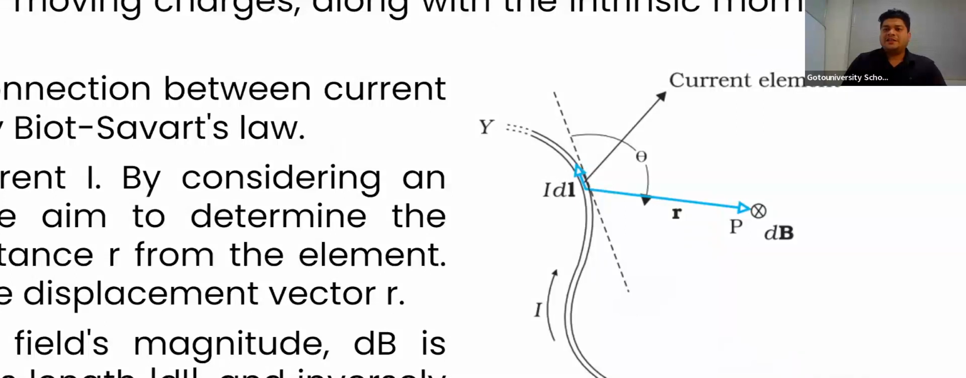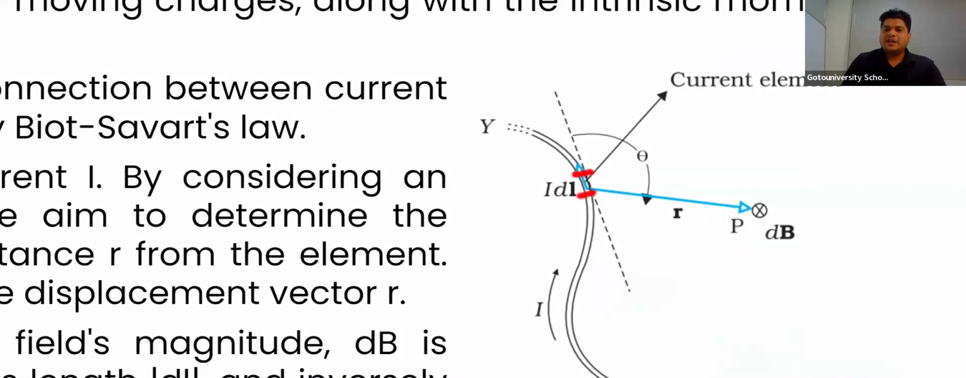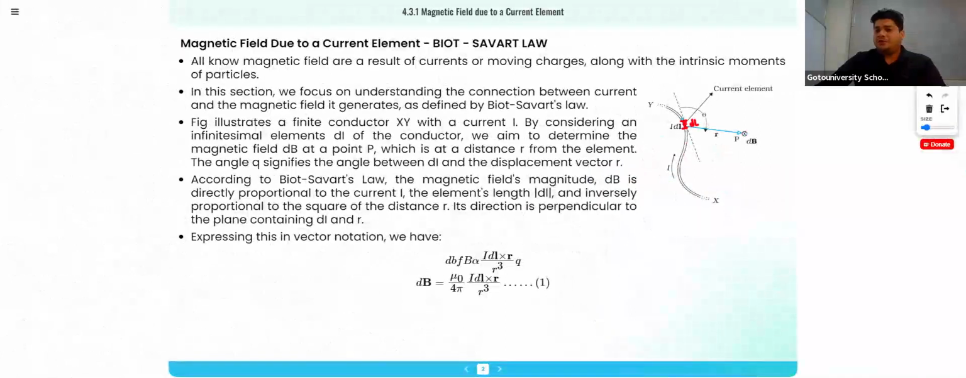As the length is infinite, we are just taking elemental length dl. Because of the motion of the charge, there will be production of magnetic field. It was suggested by Oersted that whenever current is flowing in a current carrying wire, magnetic field is produced. This is elemental length and current I is flowing.